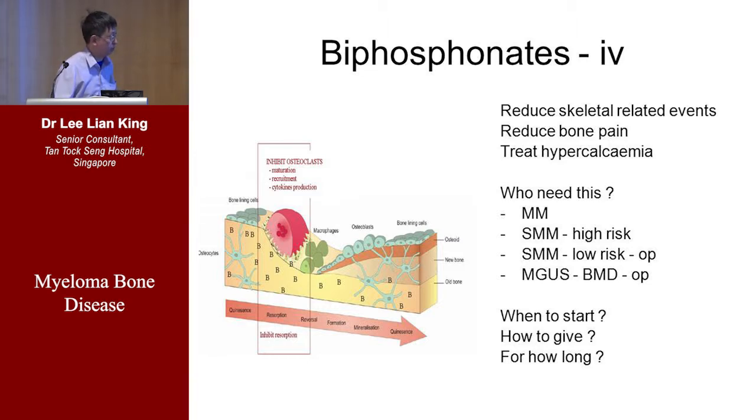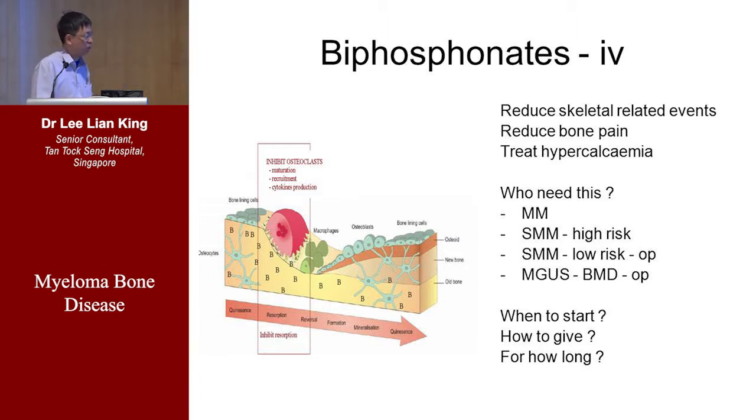Now, to treat, bisphosphonates is what we use to strengthen the bone in patients who have multiple myeloma. I showed you this picture earlier on. The bone is not a static structure. There's always a remodeling process going on.